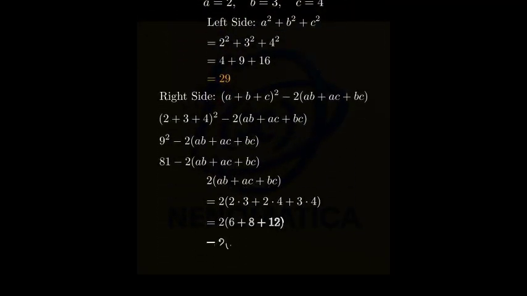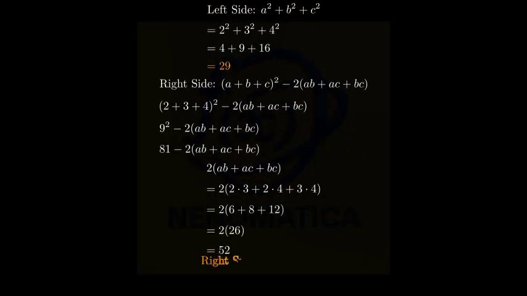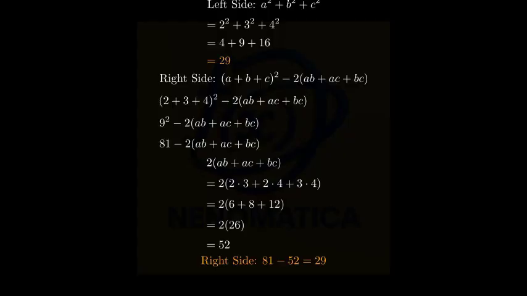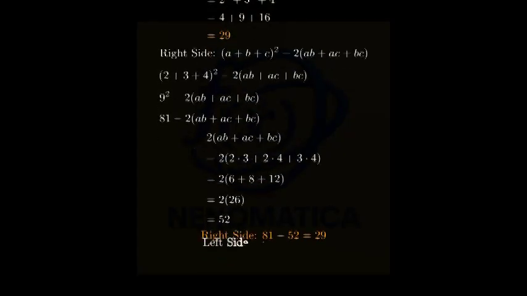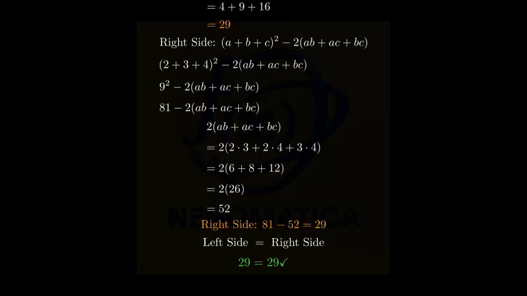Then we calculate twice the sum of their products. 2 times the quantity ab plus ac plus bc, which is 2 times the quantity 2 times 3, plus 2 times 4, plus 3 times 4, equals 2 times the quantity 6 plus 8 plus 12 equals 2 times 26 equals 52. So, the right side equals 81 minus 52, which is 29. Both the left and right sides equal 29, which verifies the identity for these values.